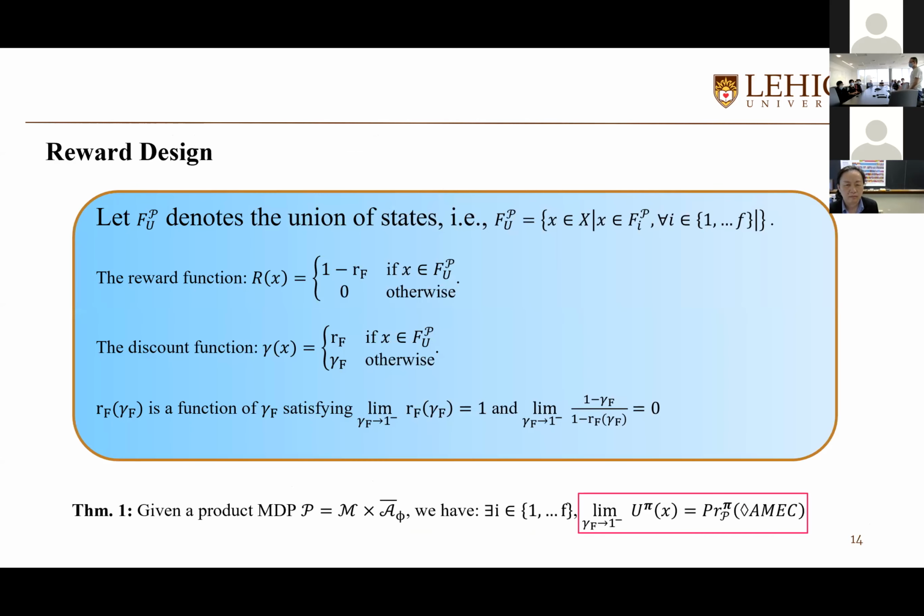And here is the reward design. Reward is directly assigned to the accepting states. And we verify that the expected return of the RL is exactly equal to the probability of entering into the AMEC, which means the expected return is exactly equal to the probability of task satisfaction. If we optimize it, we'll optimize the probability of the task satisfaction. So we build a bridge.